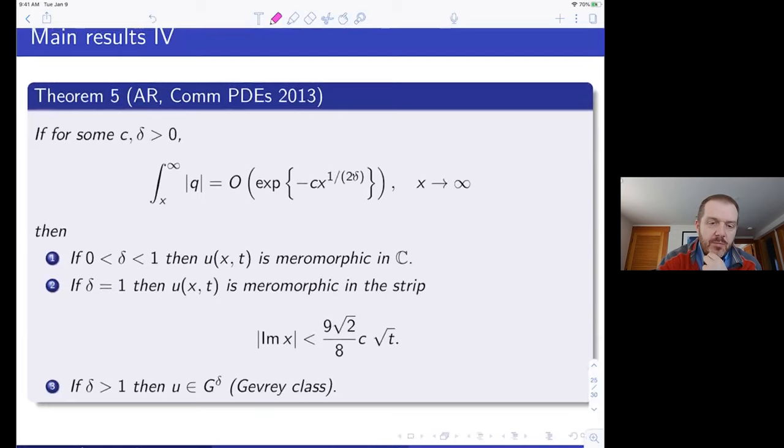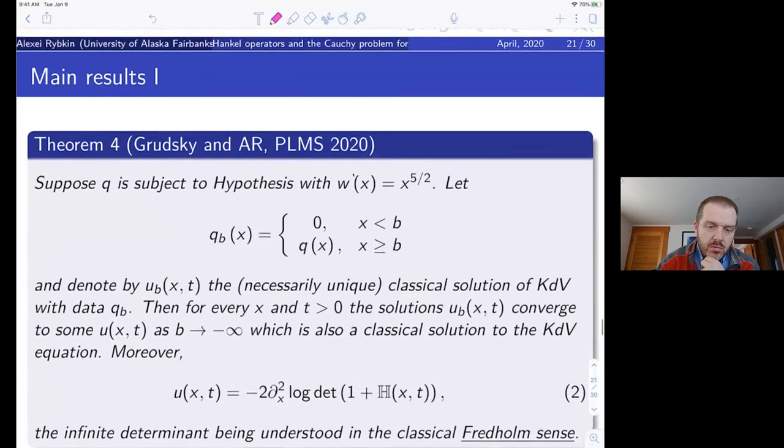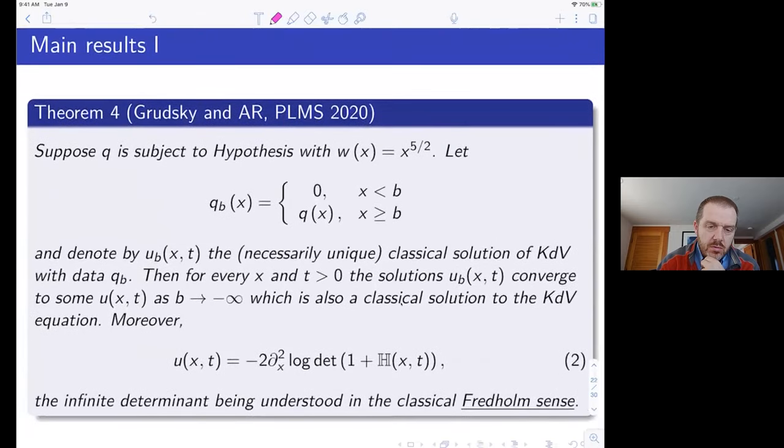But if you just have algebraic decay, then you don't know. I know how to handle it, we just didn't get to that project. As a matter of fact, this statement could be improved. Here, I'm concerned only with classical solutions, which means that H here is continuously differentiable in the trace norm 5 times, 2 times from this derivative, and 3 times because you plug it into the KdV equation.